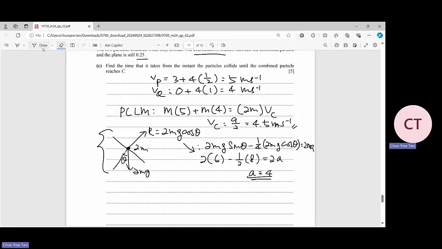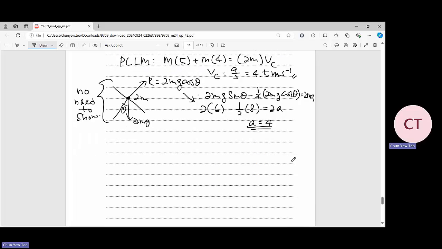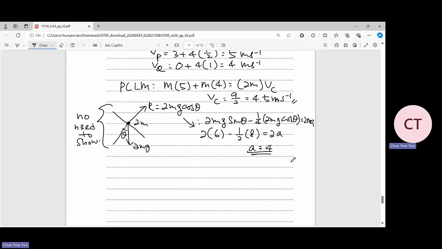So this part is no need to show. Just to explain to you that after they combine, their acceleration is still 4 meters per second squared. Okay, so now we have the speed after they combine, and we have the acceleration after they combine. Now we want to find the distance that they need to travel in order to reach C.